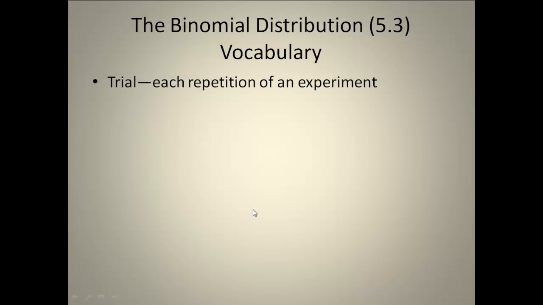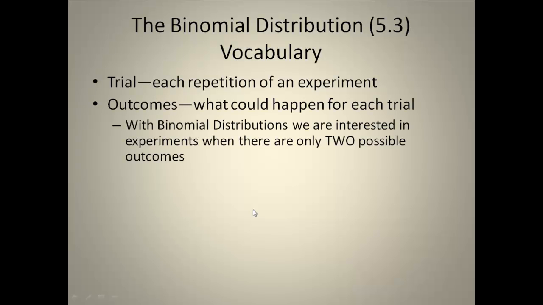Okay, section 3. Now we're going to get into the binomial distribution. Okay, some vocabulary that we need. A trial represents each repetition of an experiment. And the outcomes, those are all the different things that could happen for each trial.